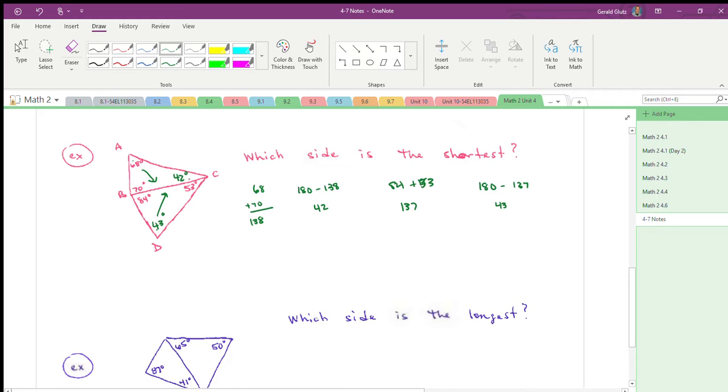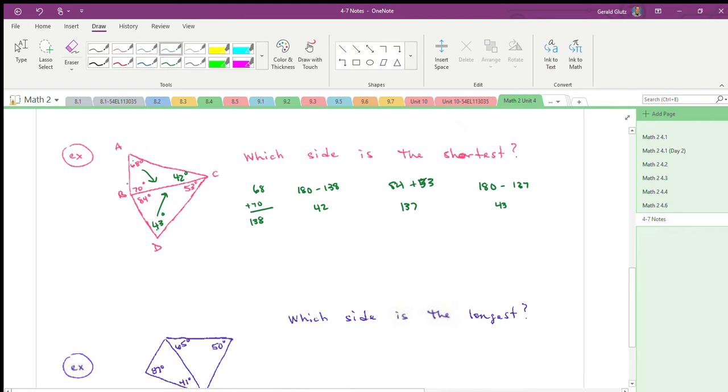Since this is the shortest side, that means this triangle is bigger, because if this is the shortest side of the triangle, it's not the shortest side of this one. This bottom triangle has to be bigger. So then I've got to figure out which side is the shortest. So I want to look at the smallest triangle.